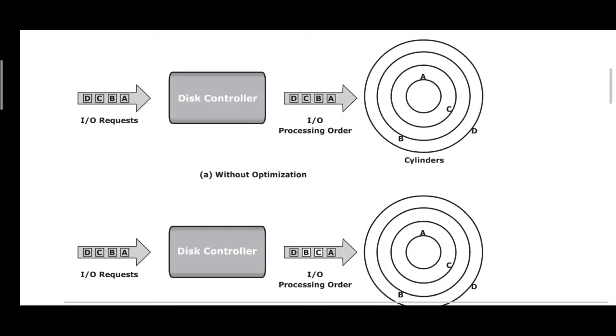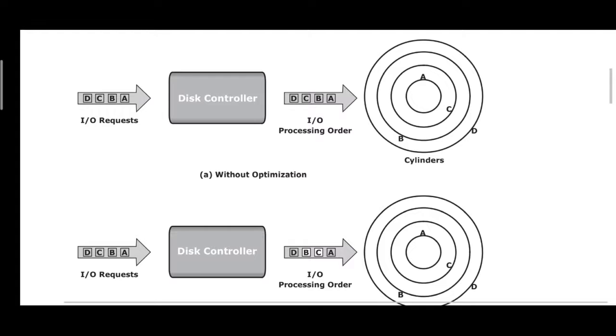Seek time is what? Time required for the IO controller, right? Time required to position the IO controller over the disk is called seek time. That is to be optimized or reduced. In the first diagram, it follows the FIFO order or FCFS, that is first come first serve order.